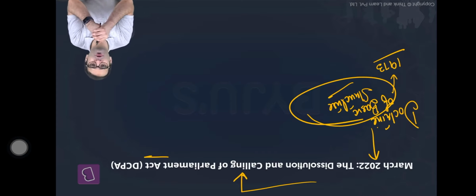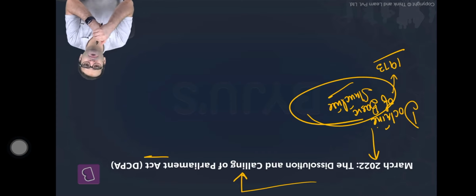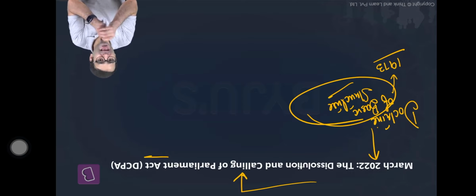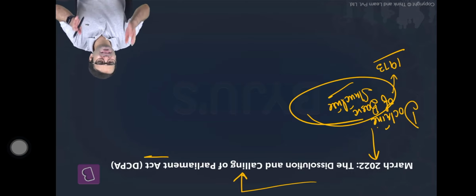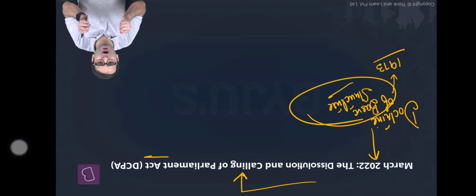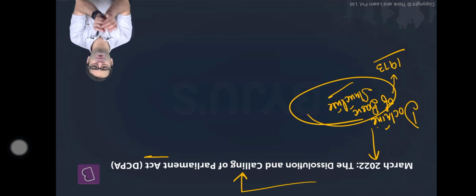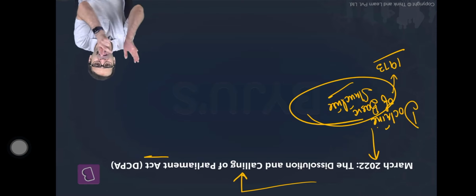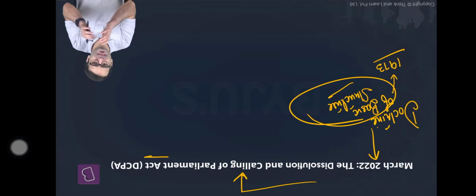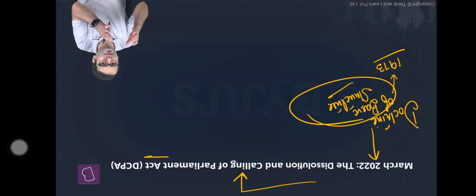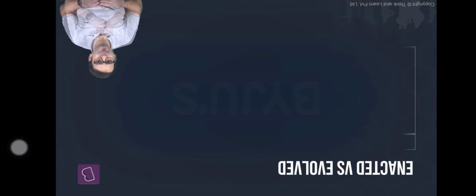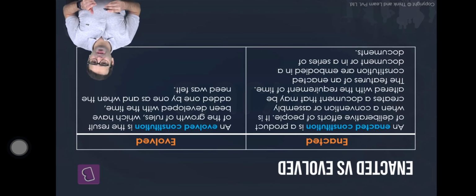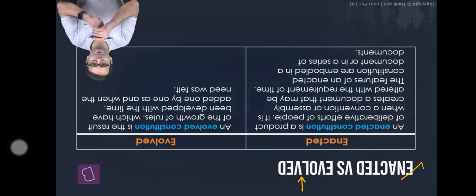And in an unwritten constitution, Parliament is supreme. Parliament is sovereign. And in an unwritten constitution, there exists no difference between an ordinary law and a constitutional law. Which means the British Parliament can make any changes, can pass any kind of law, can repeal any other law as well. This is a written and an unwritten constitution. Now, a constitution can also be either enacted or it can be evolved.